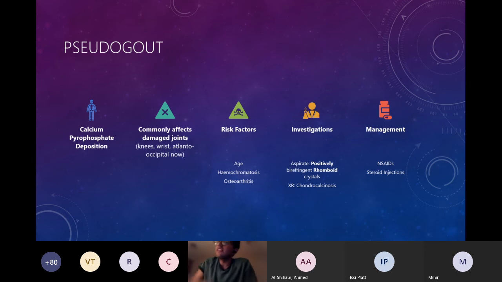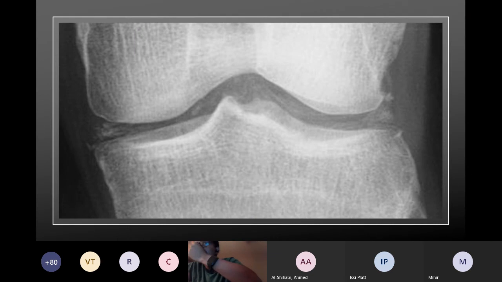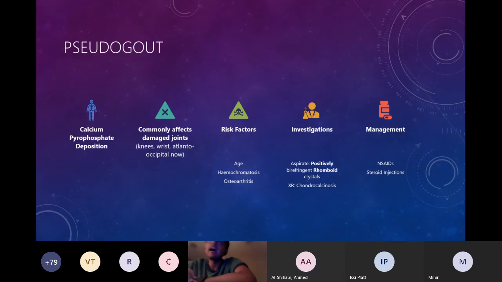This time, use NSAIDs. So if I go back to that picture, if you can see the thready white stuff between the two bones, you can't see my mouse. That's chondrocalcinosis. That's calcium in the joint. It should be clear black between the two bones. Does that make sense? I'm going to move on. No worries. Fine. And this is your classical joint aspirate for pseudo gout. Just a bit erratic and rhomboid-shaped crystals.